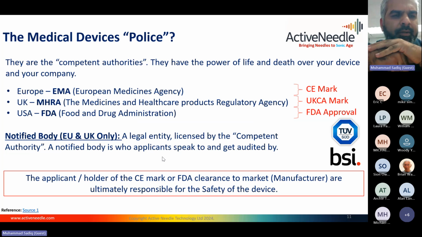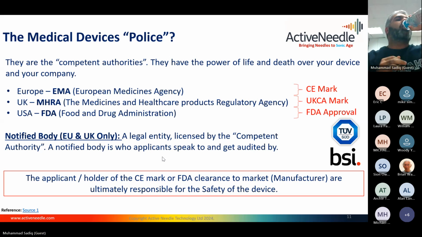The other day when I was reading a book on medical devices, I came across this terminology of medical device police. And I think it's a nice way of presenting the competent authorities. So these are the authorities that essentially have the power of life and death over your device and your company. So in Europe, we have the European Medicines Agency. In the UK, we have the MHRA, and in the US, we have the FDA.